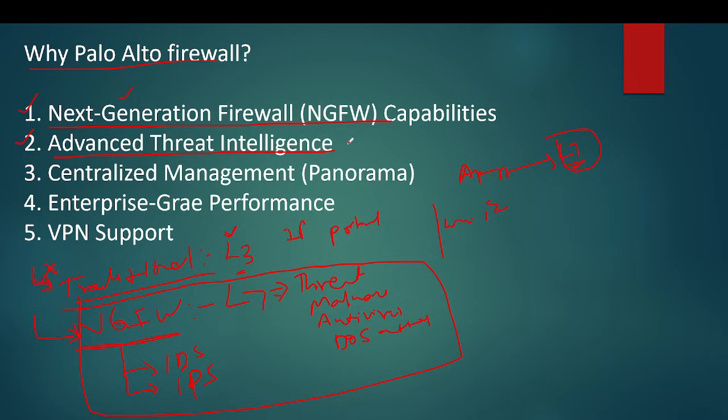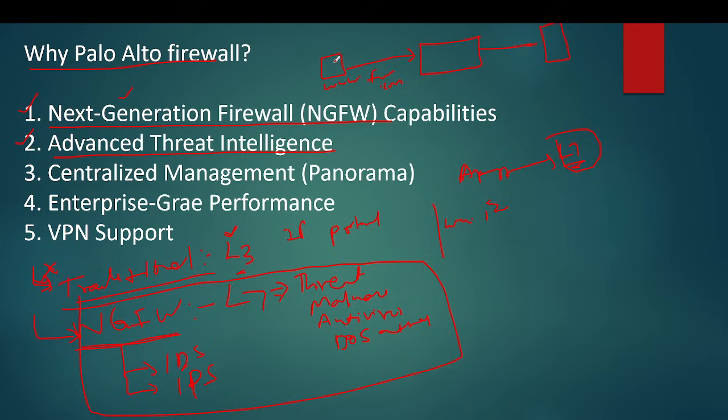The Palo Alto firewall is also going to provide advanced threat intelligence to your network. Advanced threat intelligence means we will be having a firewall whenever you are trying to reach some websites on your network, and it is going to the internet. Let's suppose you are trying to access Facebook, www.facebook.com.